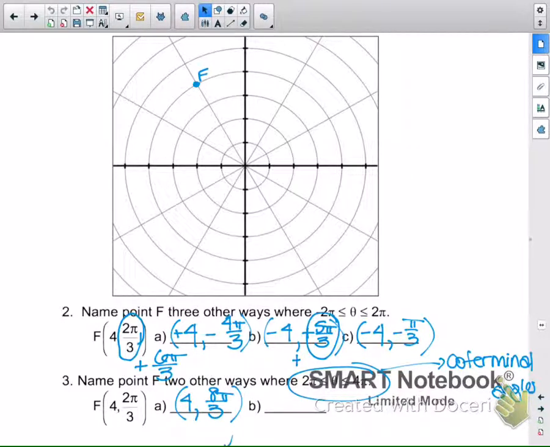And then this one, if I add 6 pi over 3, the next answer is going to be negative 11 pi over 3.